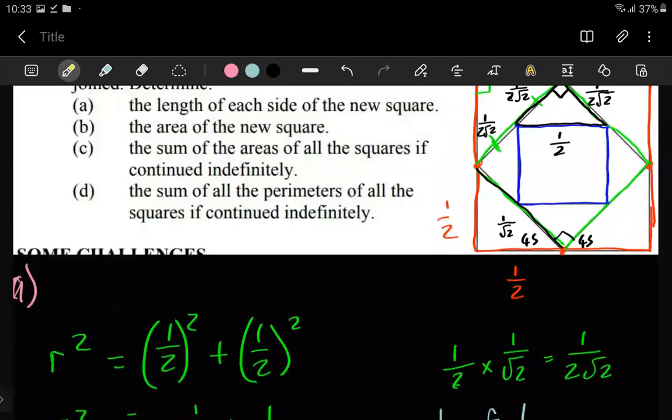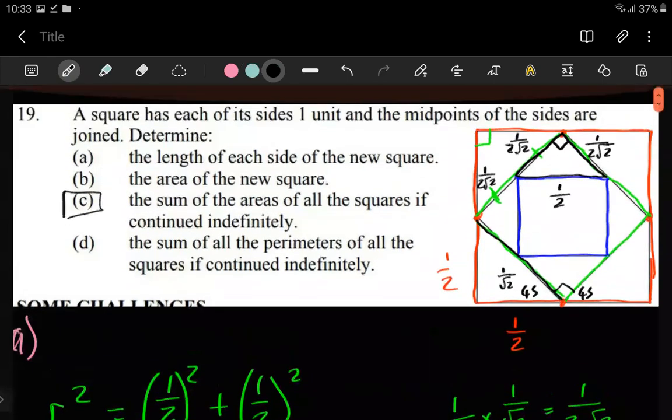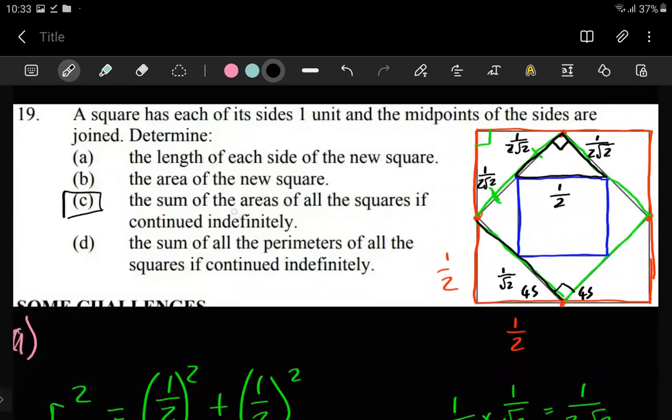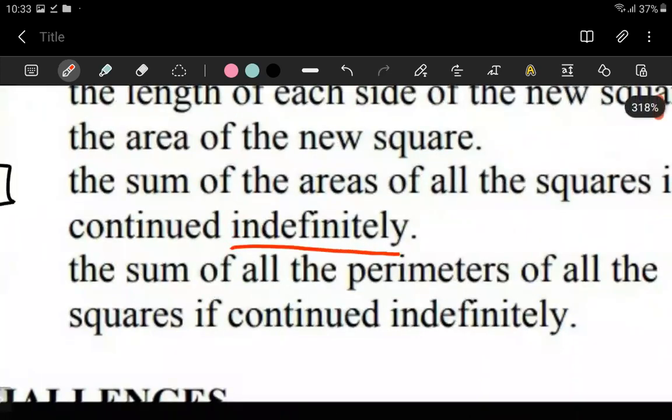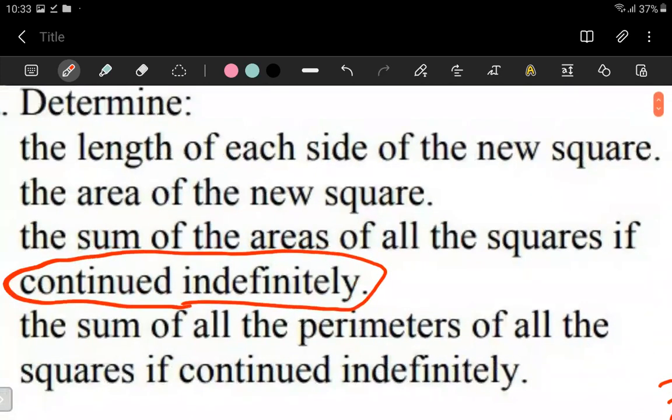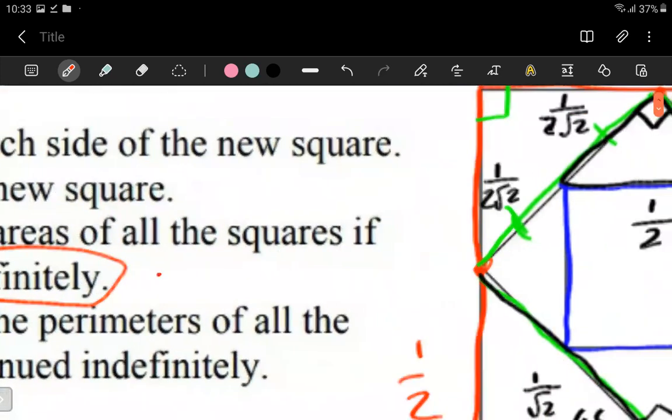But let's see what this third question is asking. It says we should determine the sum of the areas of all the squares if continued indefinitely. So the word indefinitely here, what does it remind you of? Infinity. Yes, sum to infinity, especially when they use the word sum here. We should think of sum to infinity.